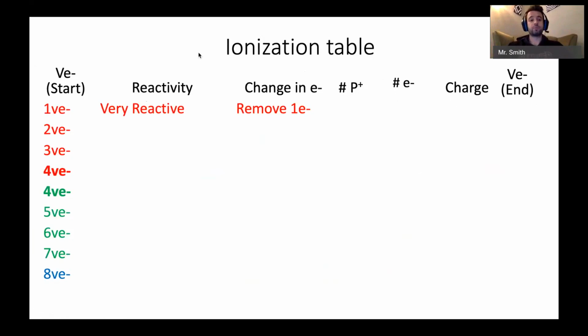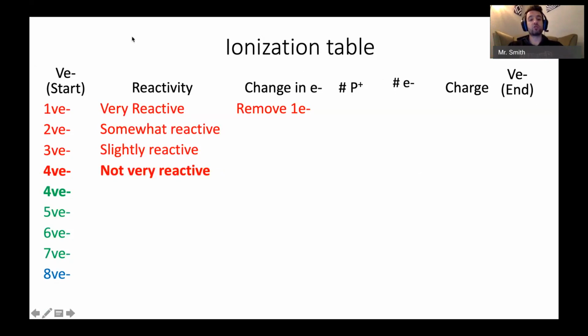So here we go. 1 valence electron is very reactive, but as we go to 2, 3, and 4, you'll notice that the reactivity is dropping from very to somewhat to slightly to not very reactive. And this is a true fact. A 2-valence electron atom is less reactive than a 1-valence electron atom, and 3 is way less reactive than 1 as well. Now, remember, 4 valence electrons can gain or lose. So I'm writing down 4 twice, meaning that this red 4, they're going to lose 4 electrons, and this green 4 valence electrons, they're going to gain 4.